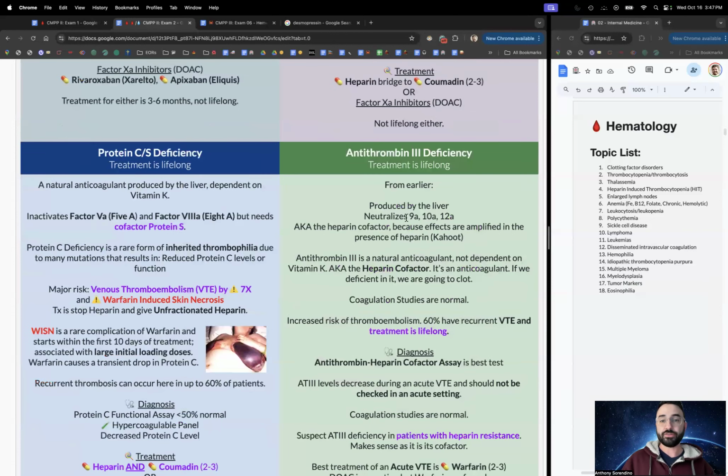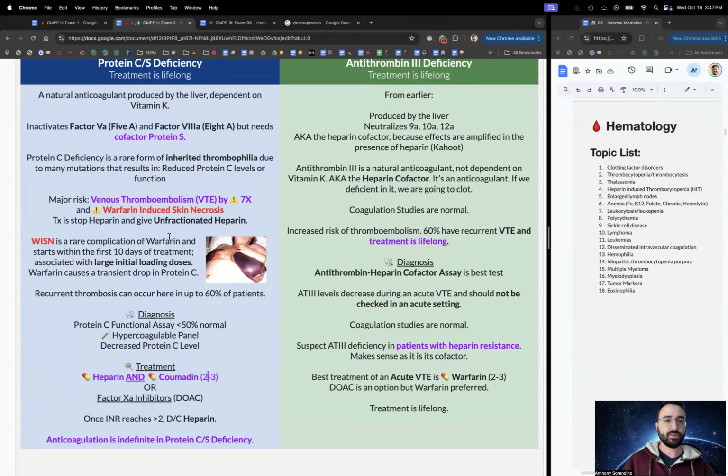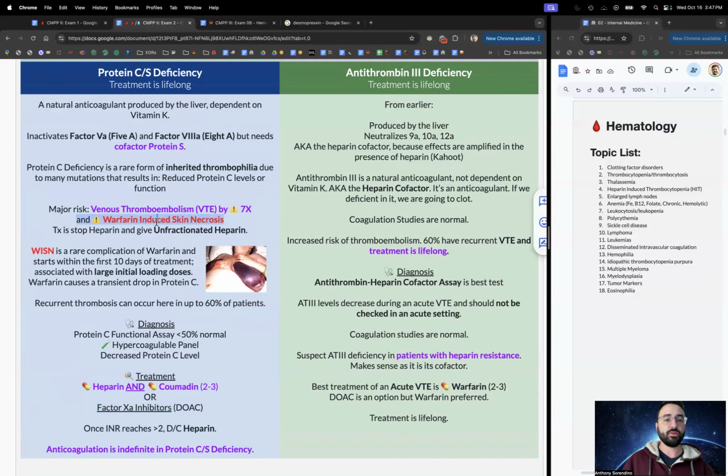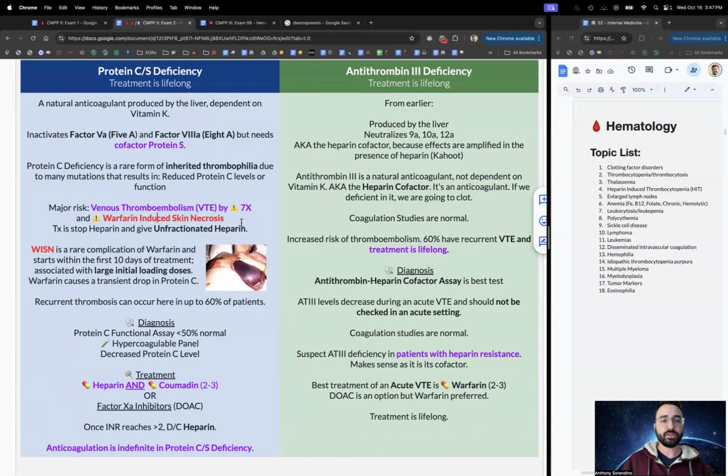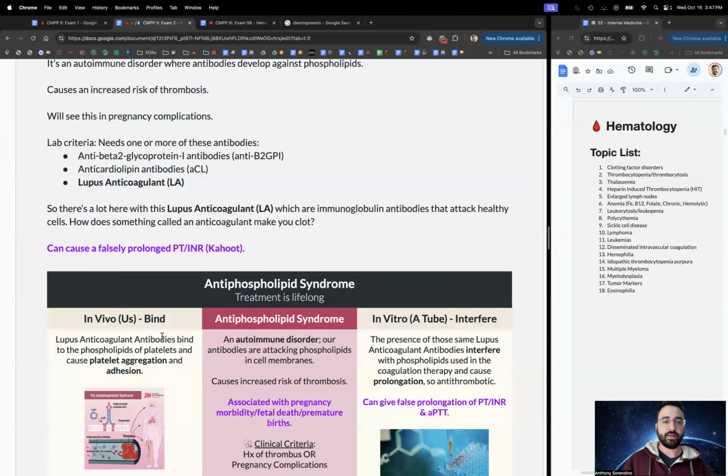Now, protein C/S deficiency and antithrombin 3 deficiency, I feel like protein C/S comes up a lot more. Treatment here is lifelong. It's actually heparin and Coumadin, that's pretty crazy, or the direct oral anticoagulants. This is where you get that warfarin-induced skin necrosis. If you have protein C/S deficiency, you have an increased risk for that. In general, warfarin-induced skin necrosis is a rare complication of warfarin that starts within the first days of treatment, associated with a large initial loading dose. So look out for that.